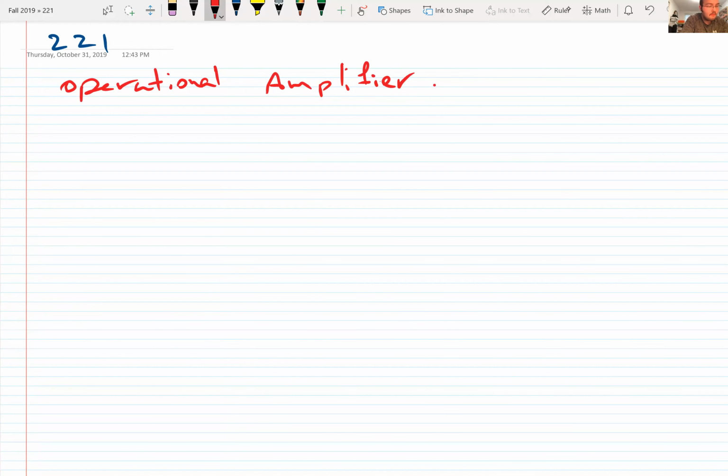What is an operational amplifier? If you remember, in class I explained how dependent sources work. In a dependent source, we know that they need an external power supply, and that external power supply can deliver power to the circuit.